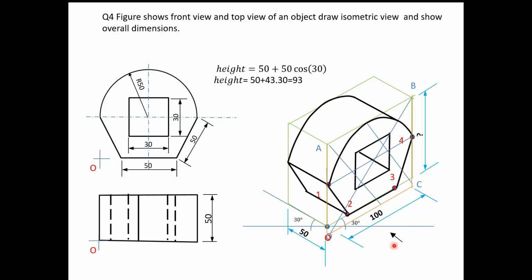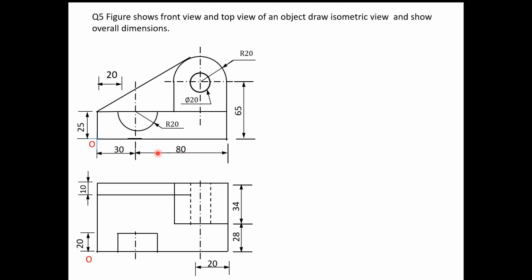So this is the direction of the front view. Now the next problem, question number 5. The figure shows the front view and top view of an object. Draw the isometric view and show the overall dimensions. If you see here, on the origin right side it is 80 plus 30, that is 110, that is the length. What is the height? 65 plus this radius 20, so that is 85. And what is the width? The width is 28 plus 34, so that is 62.